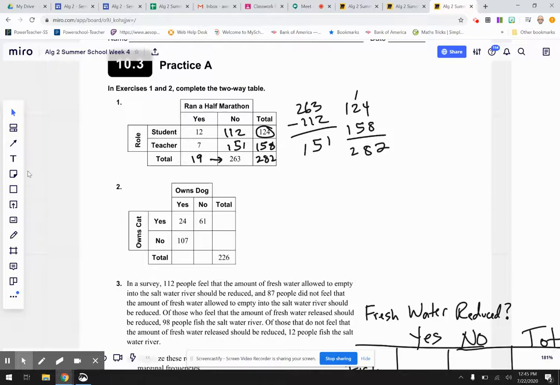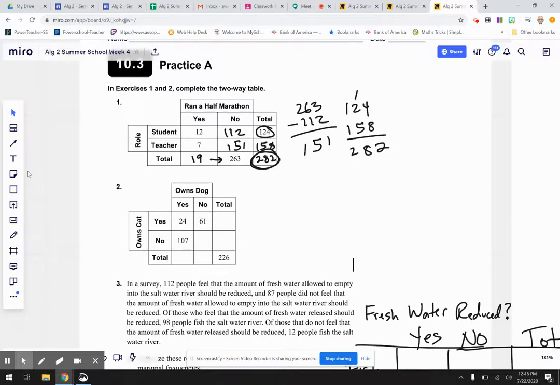So now you could make probabilities, because now you know your total number is 282. So you could make probabilities out of that, with your part out of your whole, and it'll make it easier.